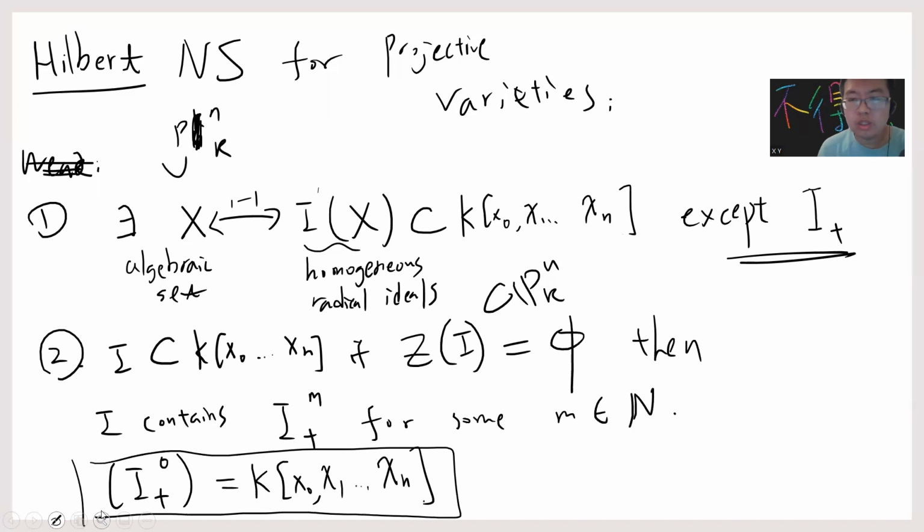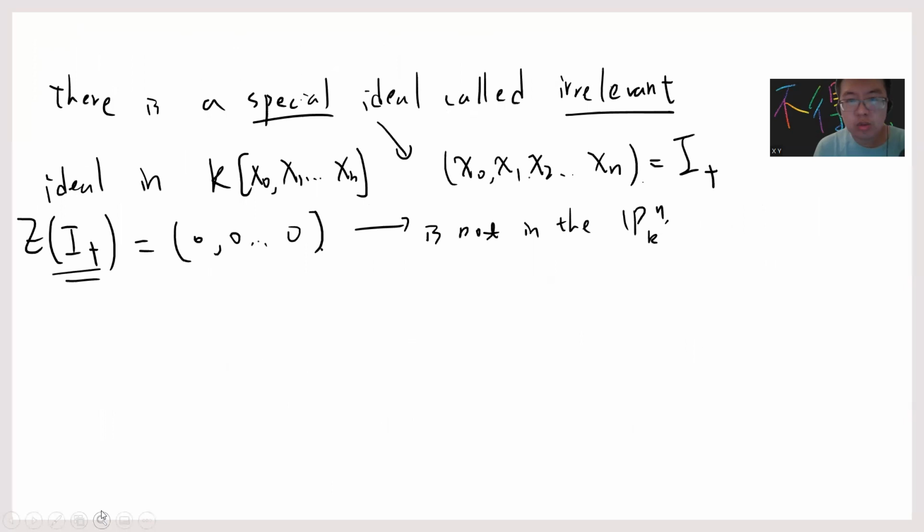Okay, so these are the two slightly different versions of the Hilbert Nullstellensatz, and I think this can be easily proved if you know how to prove the original Nullstellensatz. Okay, and I won't talk about the examples, maybe in the next videos. See you guys in the next videos.